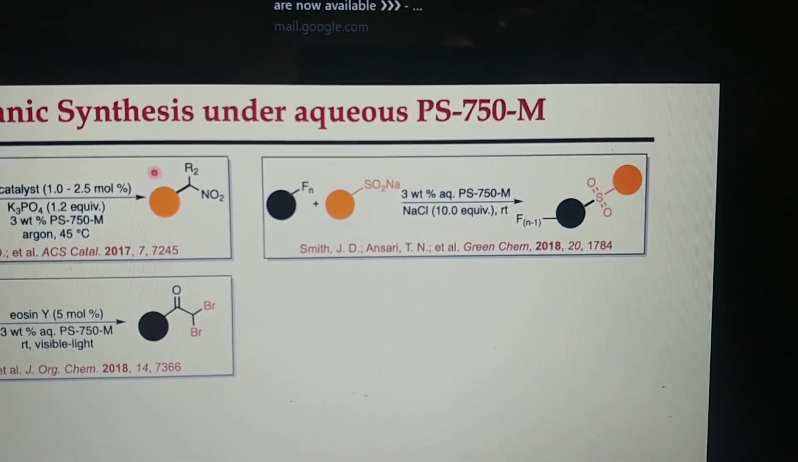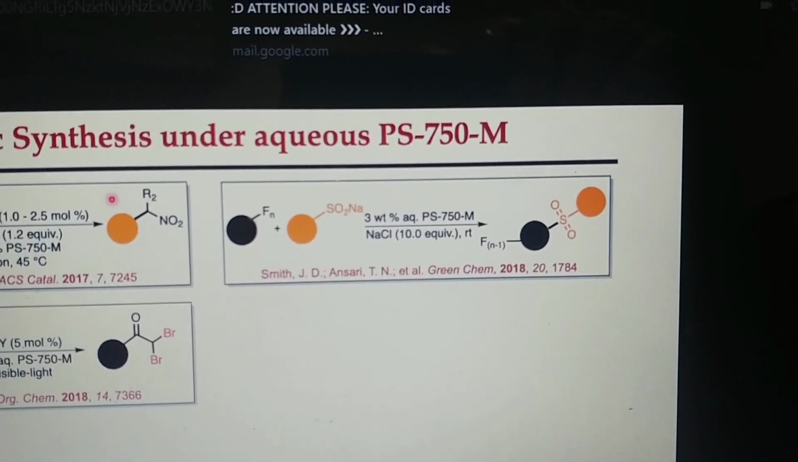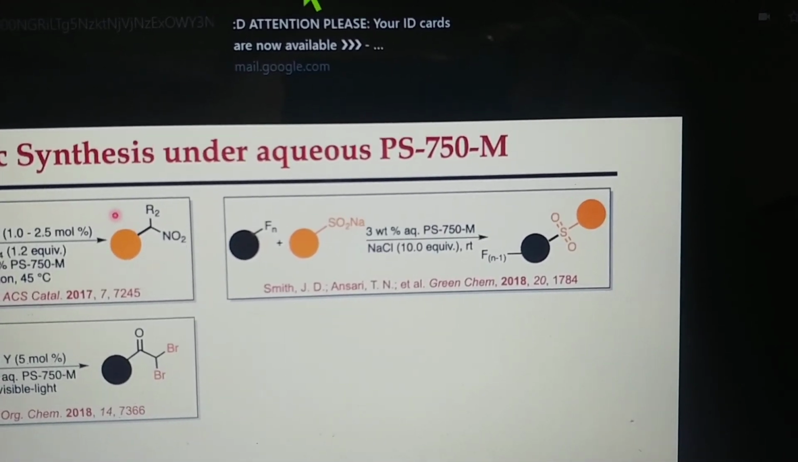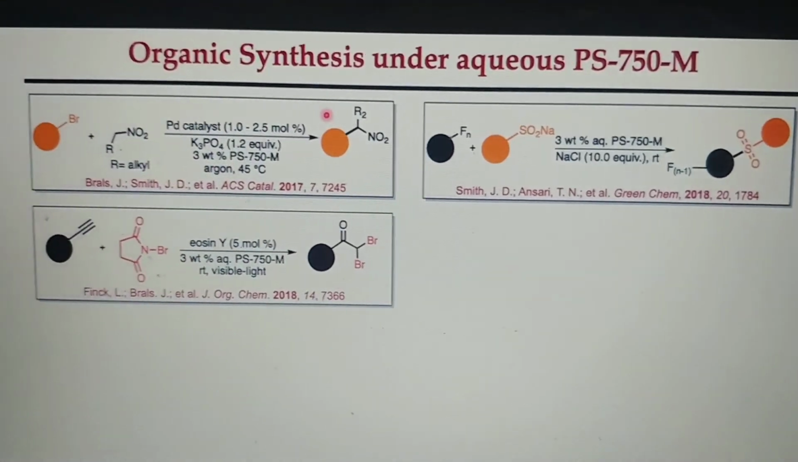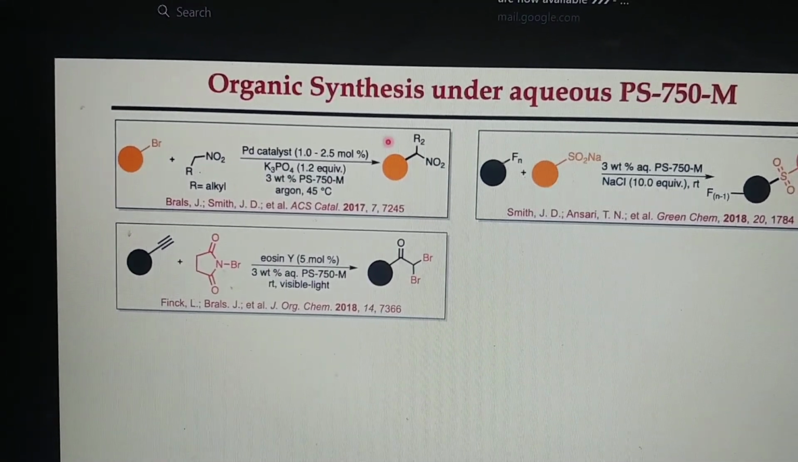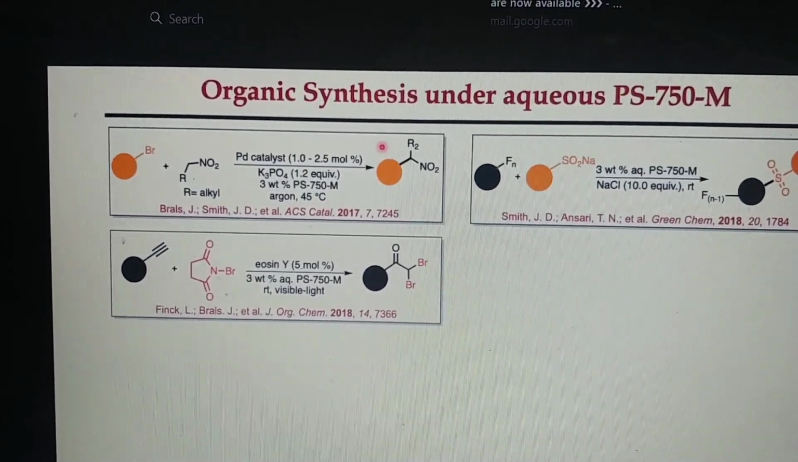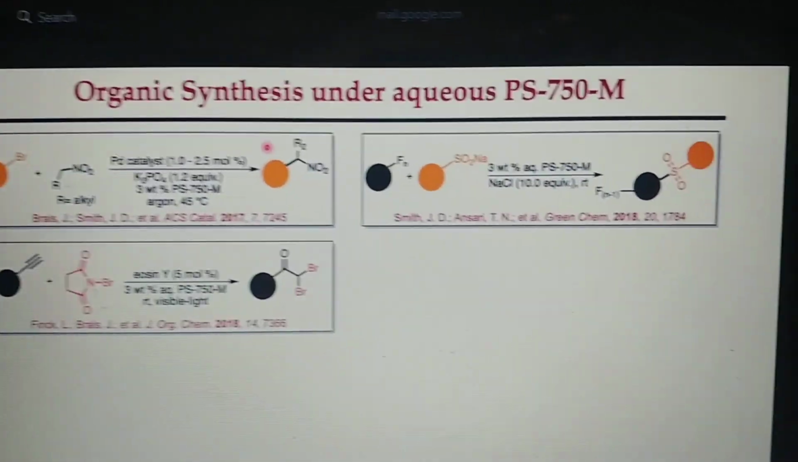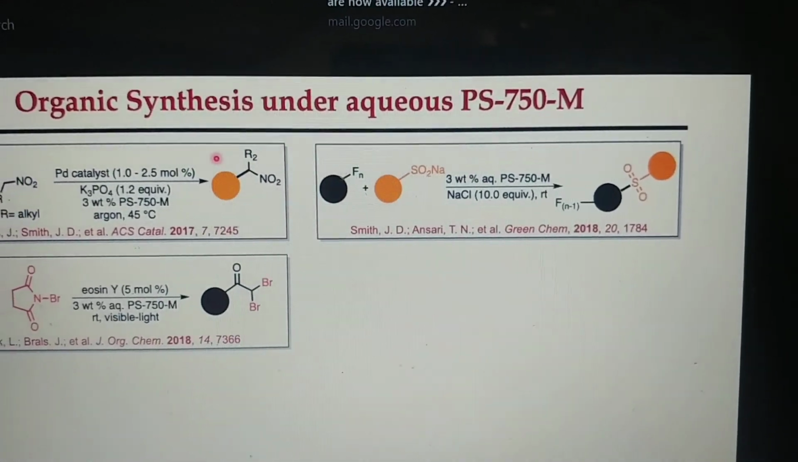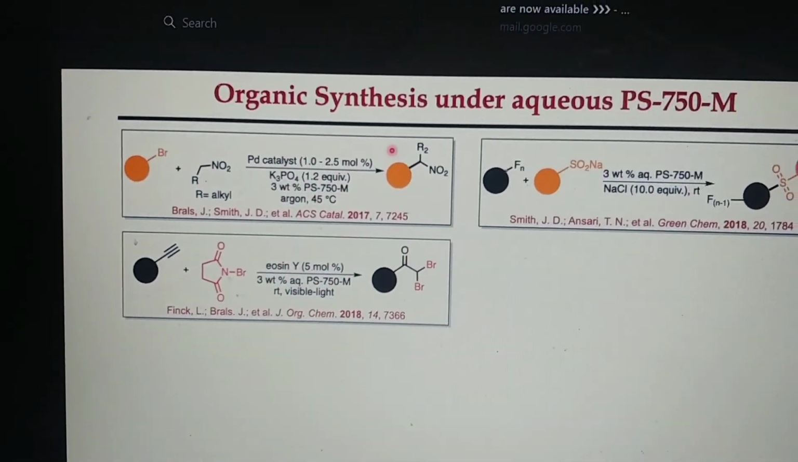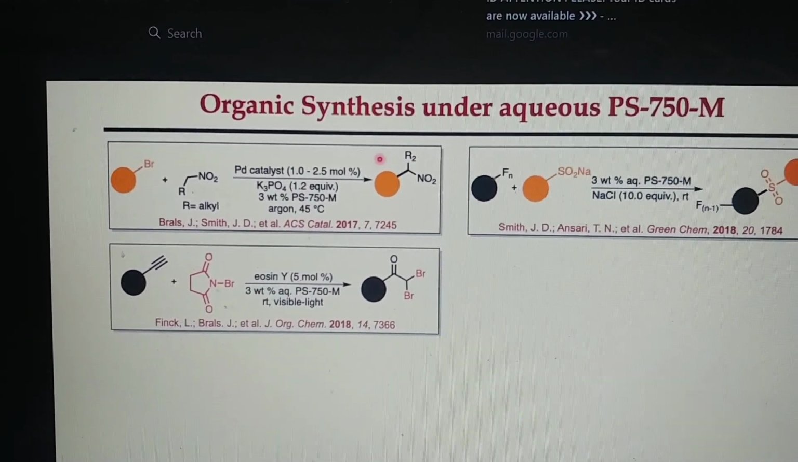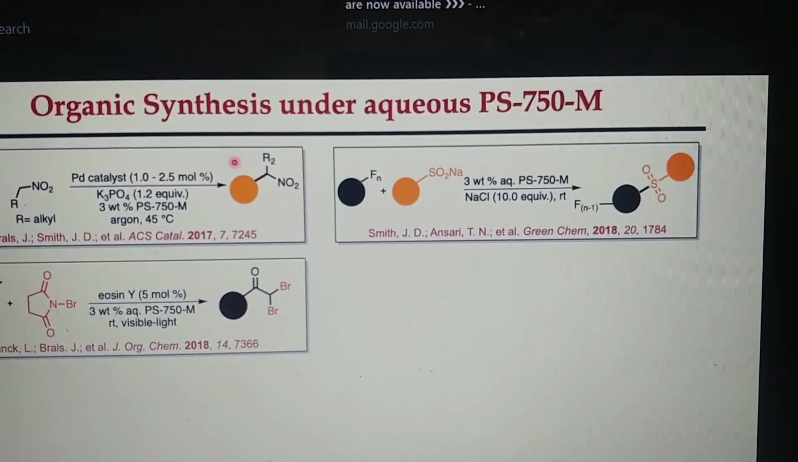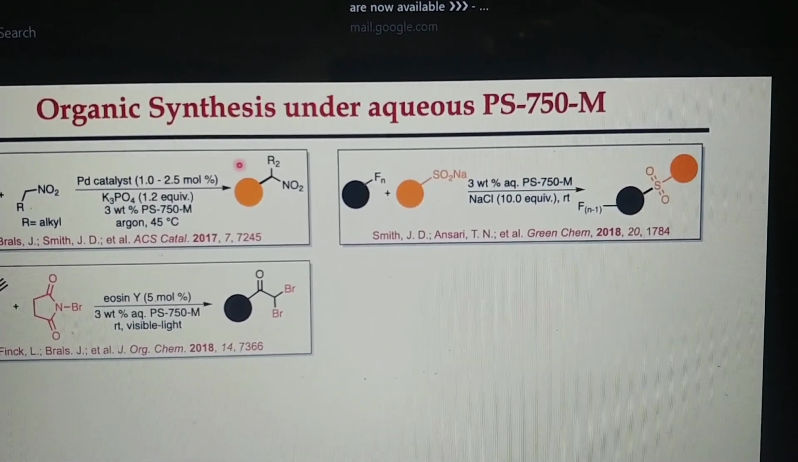Then why didn't you do that? Whatever you are seeing in the dynamic light scattering experiment, why didn't you do the cryo-TEM? In the same way, you take the aqueous PS750, add catalyst, stir it, and then check the cryo-TEM, whether you see the same trend or not. Why didn't you do that?